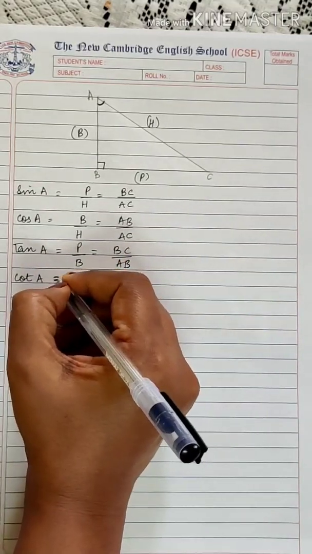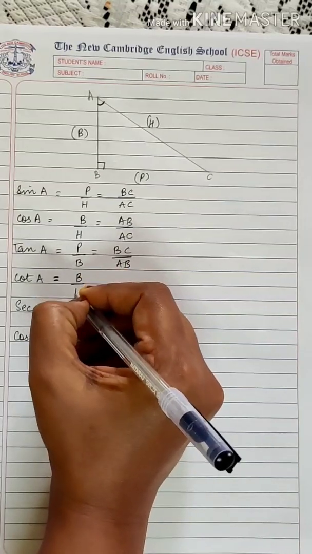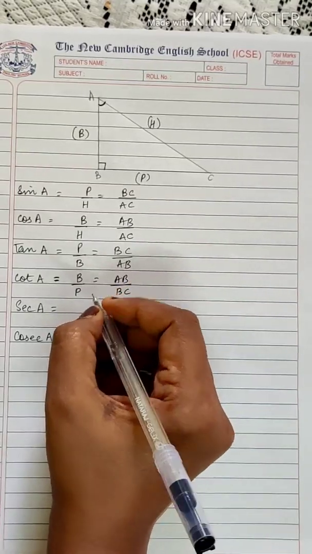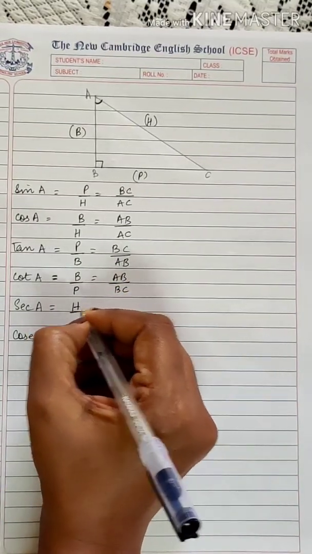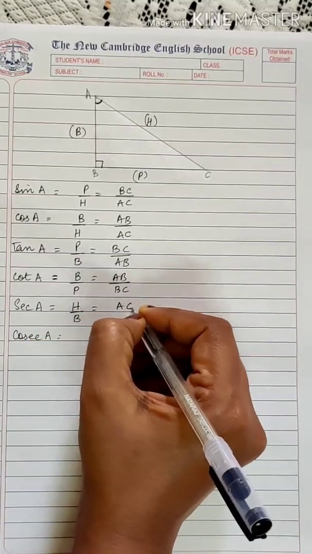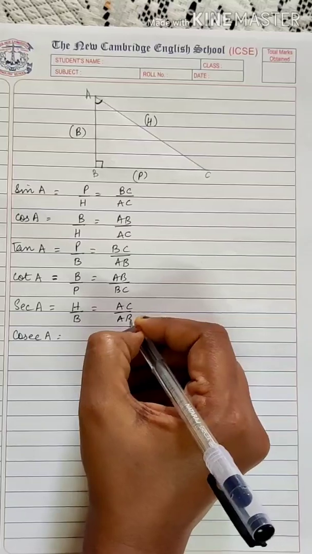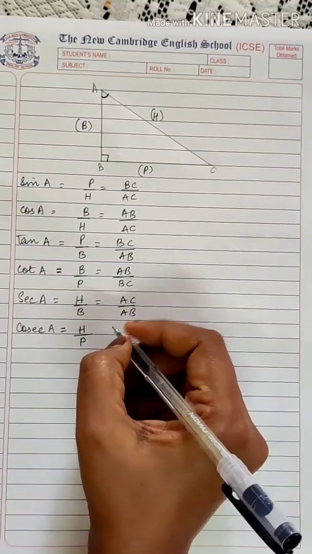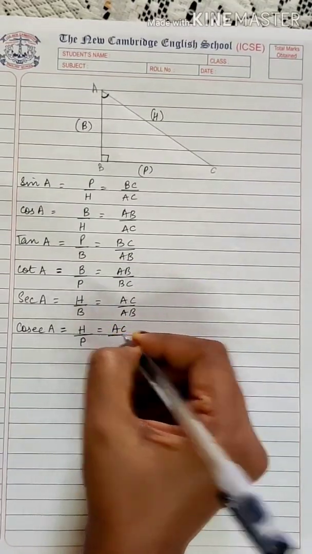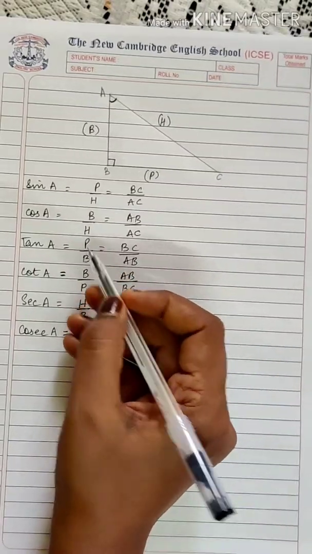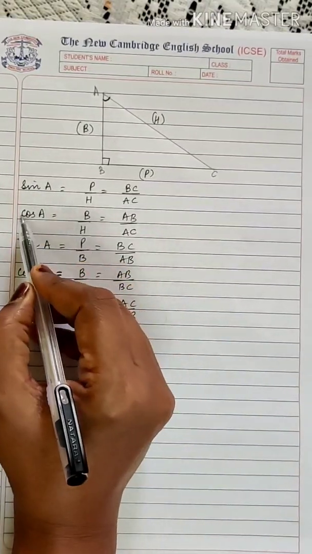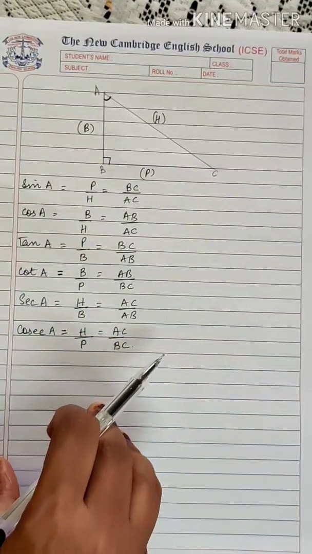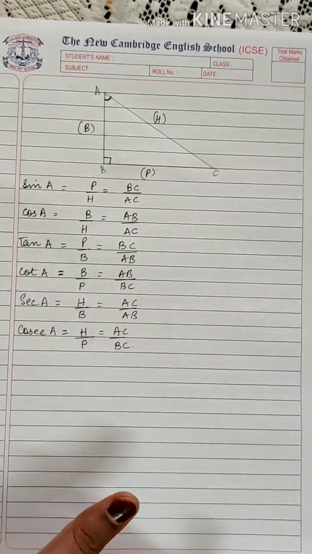Next, cot is the reciprocal of tan, that is B by P, that is AB by BC. And secant A is hypotenuse by base. Your hypotenuse is AC and base is AB. Similarly, cosecant A is hypotenuse by perpendicular, that is AC by BC. Some people have curly brown hair turned permanently black. So if you remember that, you can remember these ratios.